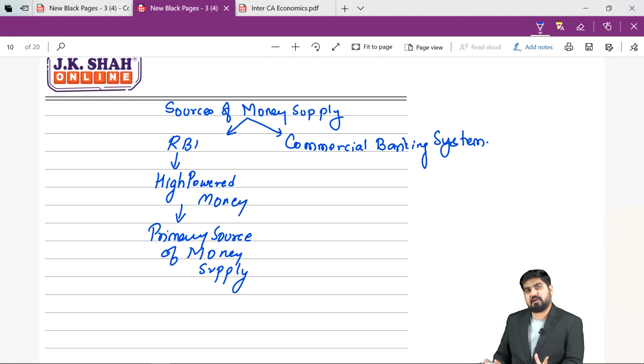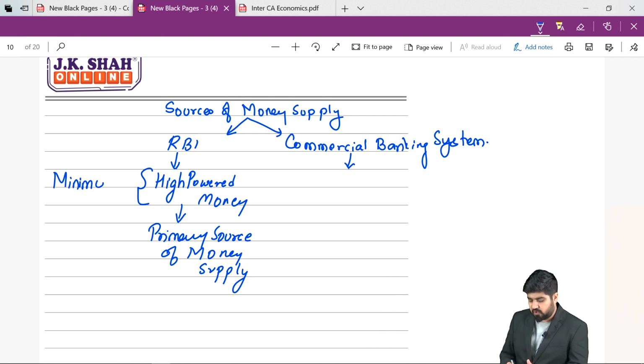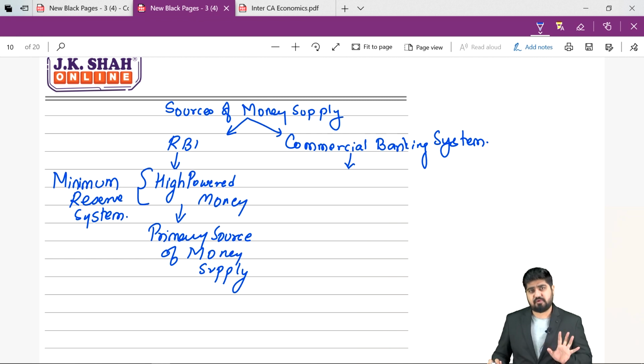I'm a big fan of the commercial banking system. So commercial banking system, what do they do? They print high-powered money? Absolutely not. They don't have authority to do that. Now, one more thing, friends, when RBI is issuing high-powered money, how do they do that? They follow a system which is called minimum reserve system. I'm sure you know this. Now, what do you mean by minimum reserve system? Against the minimum reserves of gold and foreign currency reserves, we will be printing our currency note. Commercial bank doesn't have authority to do that.